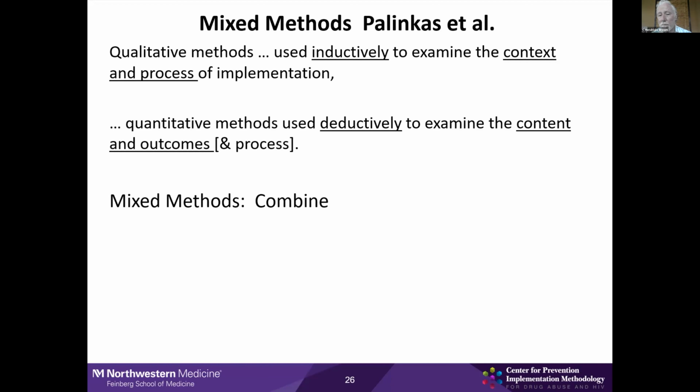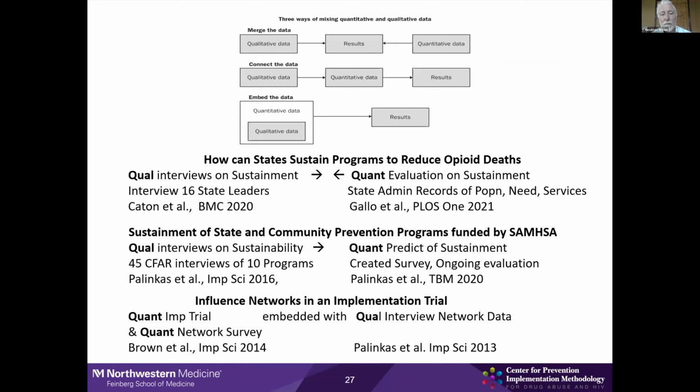Mixed methods combine the two. Next, I'm going to give you three examples of how to combine the data together to get mixed methods. When you look at merging the data, you collect the data qualitatively on one side and another as quantitative data, and you combine the results of those. You can also connect the data. So you can do qualitative data first, and then follow that with quantitative data, which is informed by that, and get the results. And the third one is embedding the data, taking quantitative data, for example, and building in a component of qualitative data and getting results.